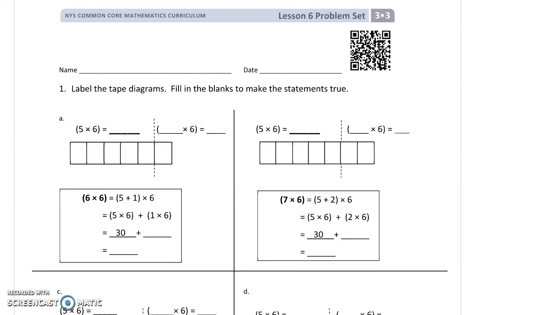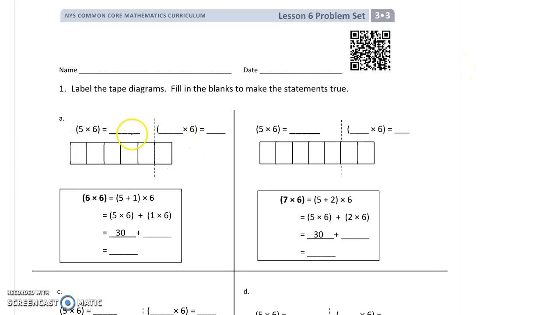Hi boys and girls, today we're working on lesson 6, so you should see the lesson 6 problem set at the top of your binder. In this lesson, we're using the distributive property as a strategy to multiply and divide using units of 6 and 7. We used this strategy earlier in module 1, but we're bringing it back to solve facts with higher numbers. It says label the tape diagrams, fill in the blanks to make the statements true.